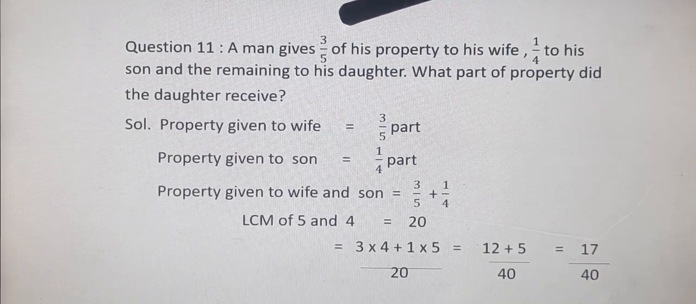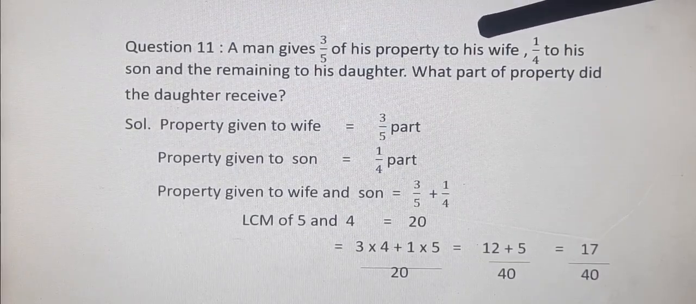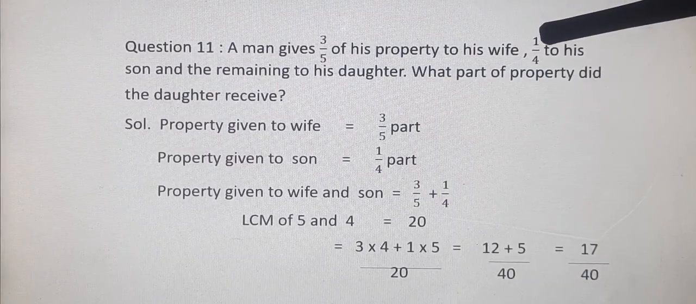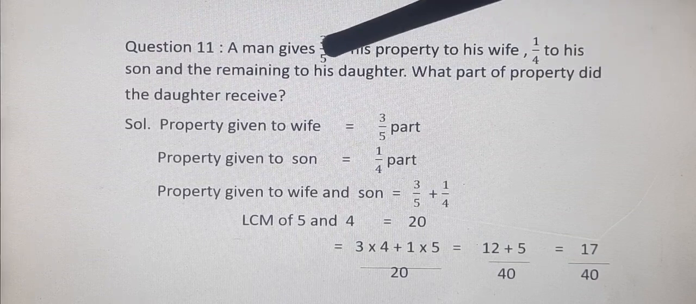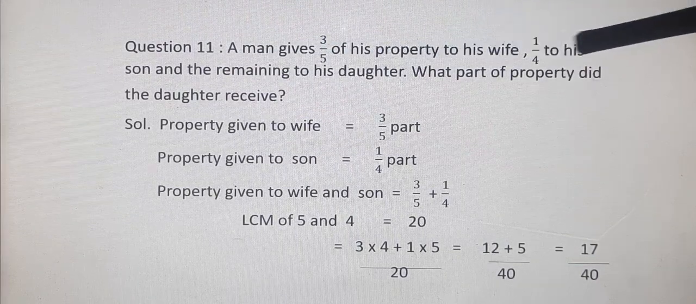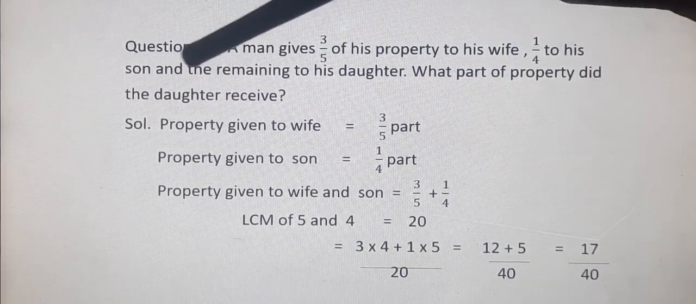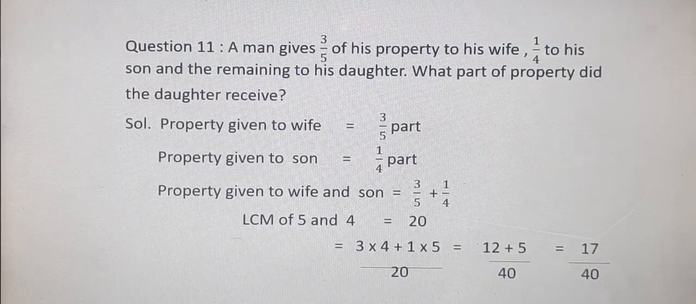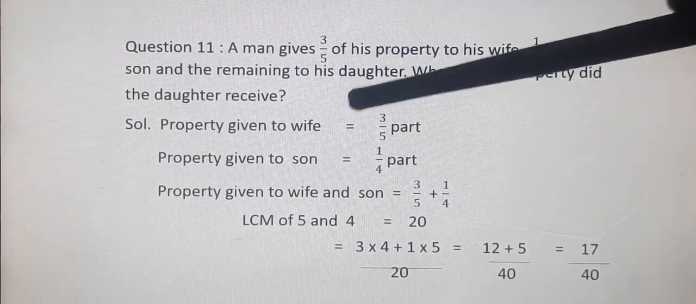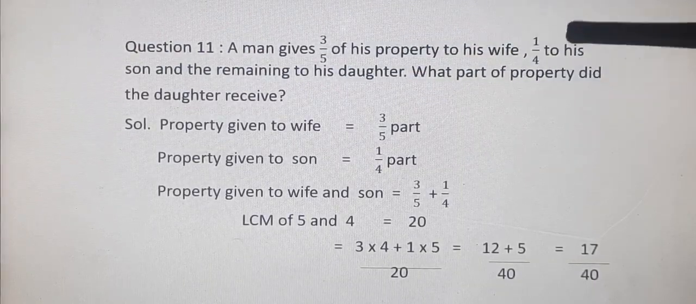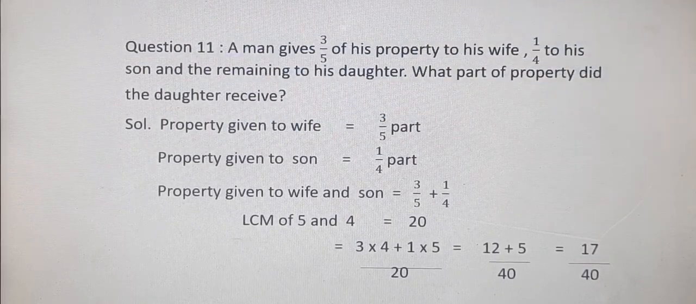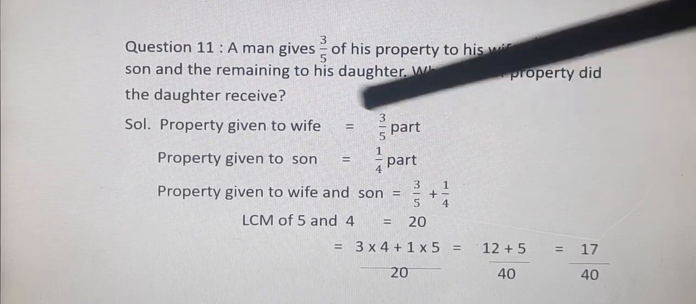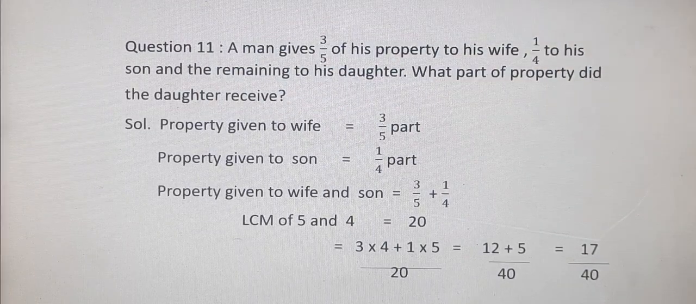Now next is a statement sum from the topic addition and subtraction. A man gives 3 upon 5 of his property to his wife, 1 upon 4 to his son, and remaining to his daughter. What part of the property did the daughter receive? A man gave 3/5 part of his property to his wife, 1/4 part to his son, and the remaining to his daughter. So how much property did his daughter get?